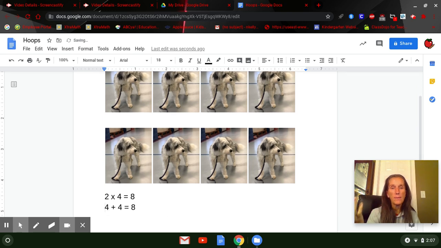However, when there get to be more and more rows, the quicker and more efficient way to solve it would be to just use that multiplication problem rather than adding the same number over and over again. It can get to be a lot of adding, and multiplication is kind of like a shortcut to getting the same answer. So let's try another one.